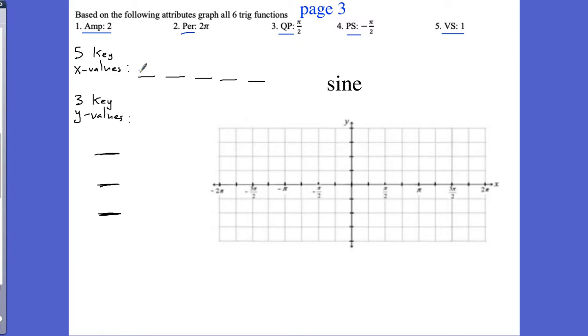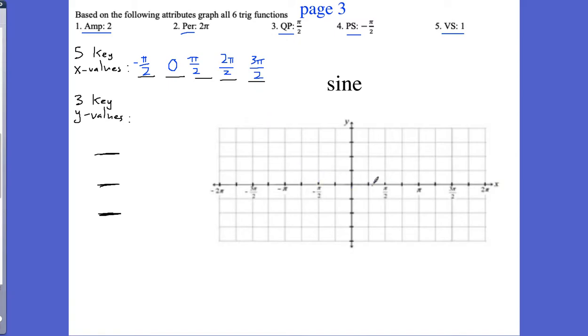So for our sine curve, our phase shift is our first x value. Phase shift of negative pi over 2. And then we add quarter periods to our phase shift to generate these additional x values. So we add and we get 0. Then we get pi over 2. Continue to add quarter periods, so we get 2 pi over 2, which will reduce to pi. Then add one more time and get 3 pi over 2. So we have those 5 x values.